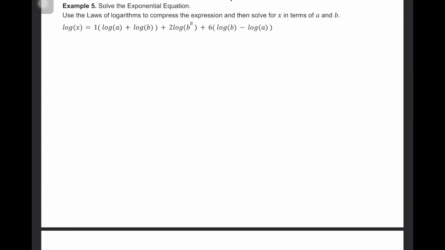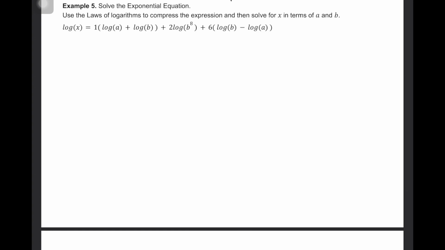Often what we try to do is isolate the logarithm that has the variable, which is already isolated, and then we try to compress it using some of the logarithm properties, which is already compressed, right? There's only one logarithm, so it doesn't seem like we have to do much on this side. What we need to do is simplify the right side so that we can express this in terms of a and b. So let's begin.